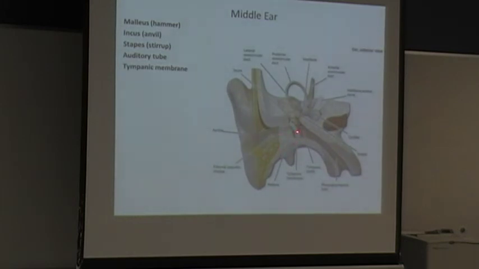The tympanic membrane is what separates the outer ear from the middle ear. So it's this structure here, separating outer from middle. That's what vibrates due to the sound coming in.